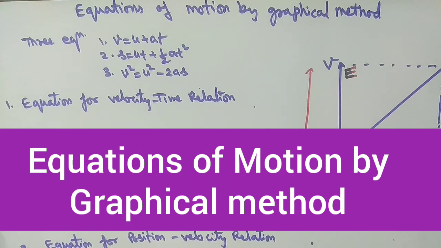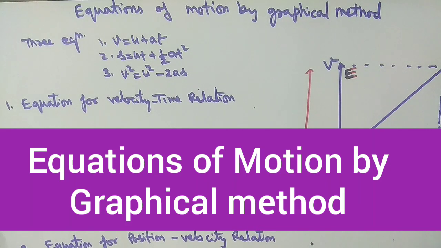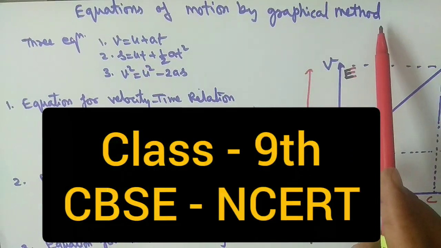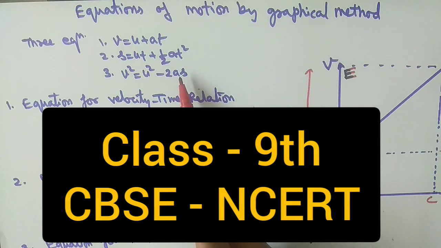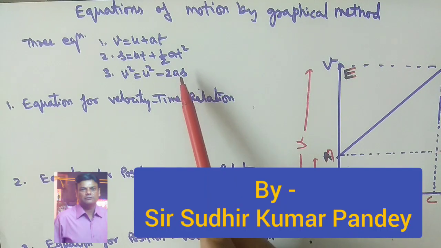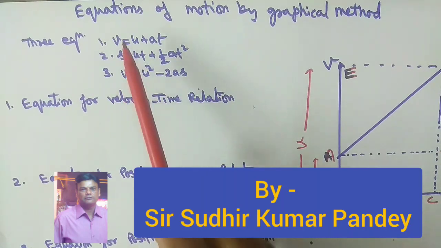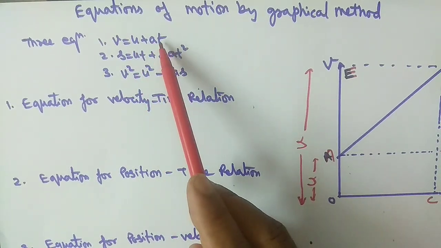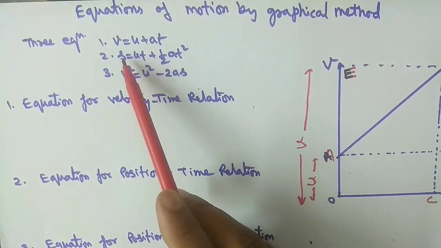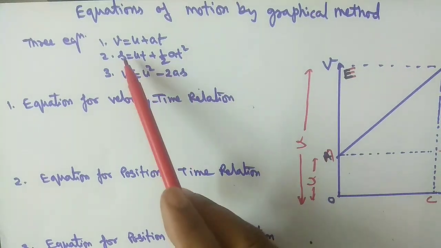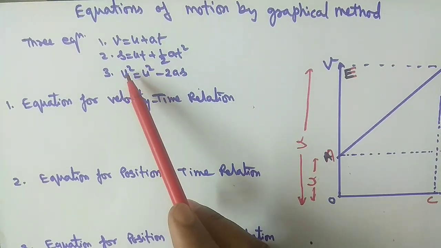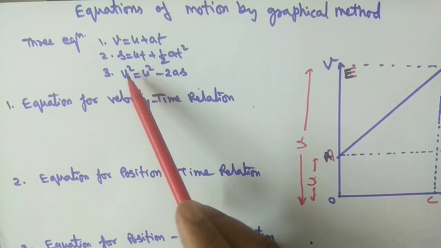Dear friends, already we have discussed the graphical representation of the motion. Now in this video we have to discuss the equations of motion by graphical method. Actually there are three equations of motion by which we can describe the motion properly. In these equations, v is the final velocity, u is the initial velocity, a is the acceleration, t is the time taken to complete the displacement, and s is the displacement. We will discuss the three equations and how we can derive them by graphical method.